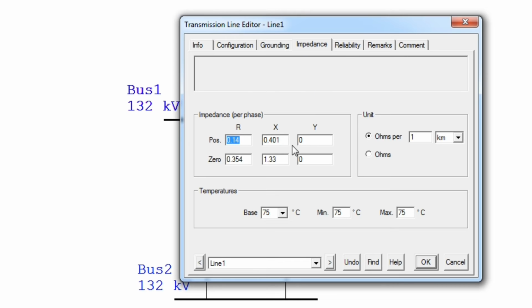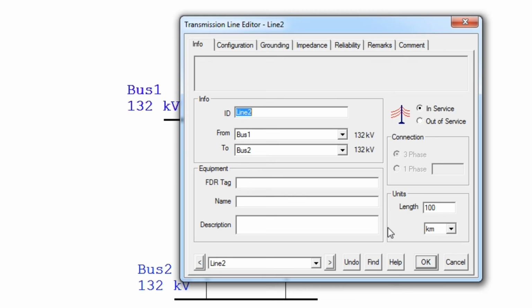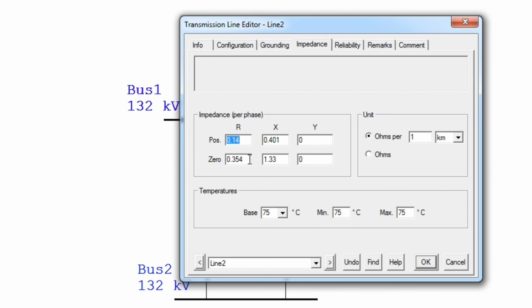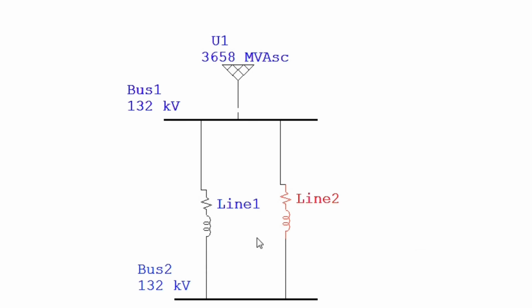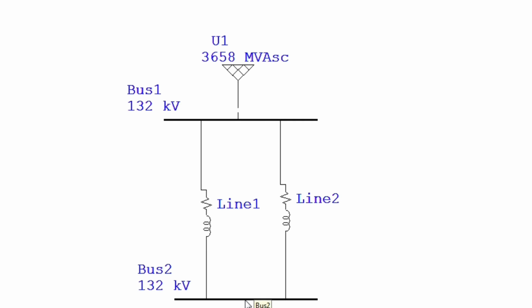The positive sequence impedance of line 1 has resistance 0.14 and reactance X 0.401 ohm per kilometer. Again, line 2 length is 100 kilometer and the impedance is the same, that is resistance 0.14 ohm and reactance 0.401 ohm per kilometer. We have considered a fault at bus 2, so we'll check the fault current at bus 2 for a 3-phase fault at the 132 kV bus 2.